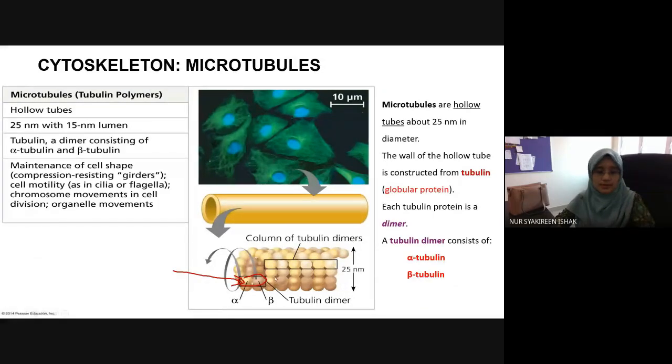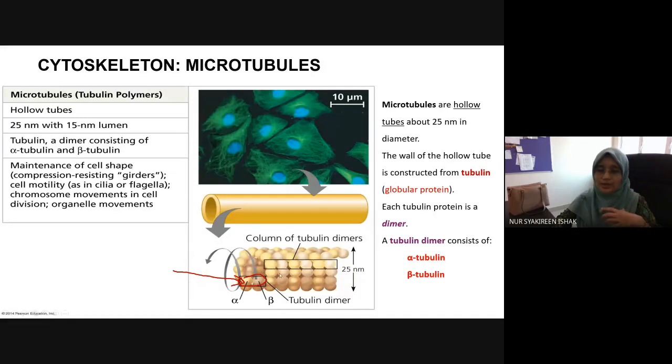So next, this is the detailed structure of microtubules. A microtubule is a hollow tube, about 25 nanometers in diameter. The wall of the hollow tube is constructed from tubulin.